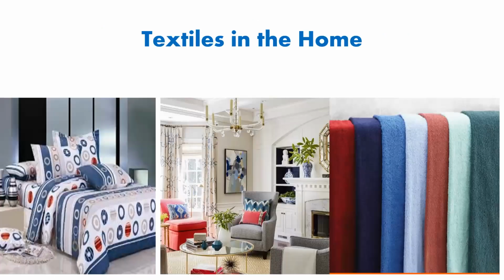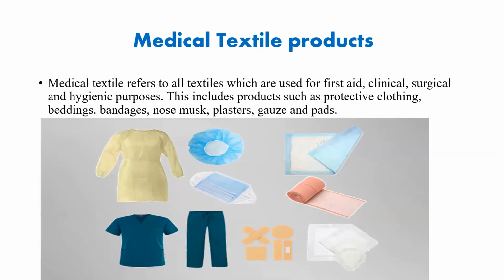So these are the home textiles. Then we have textiles for medical purposes. Medical textile refers to all textiles which are used for first aid, clinical, surgical, and hygienic purposes. These include products such as protective clothing, beddings, bandages, nose masks, plastics, gauze, and pads. These are medical products.